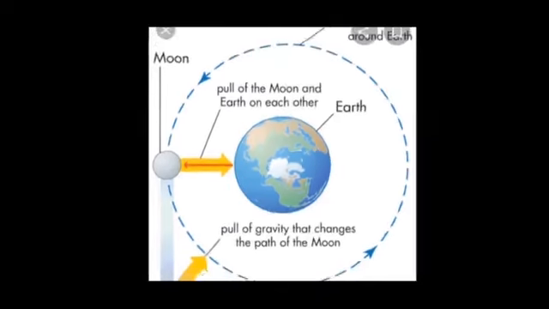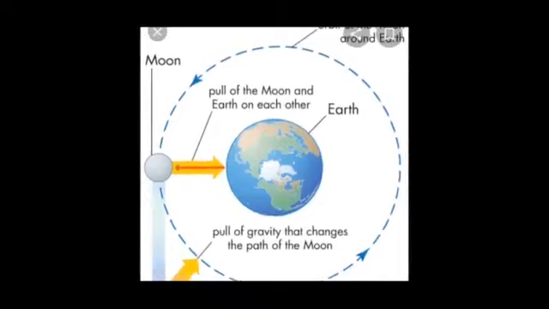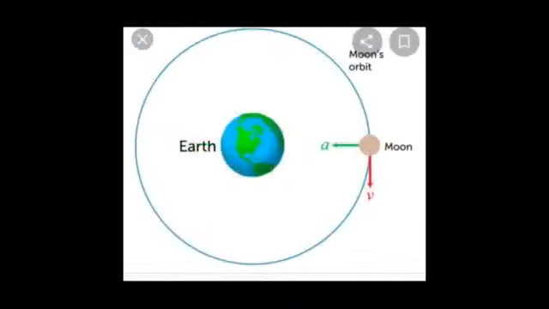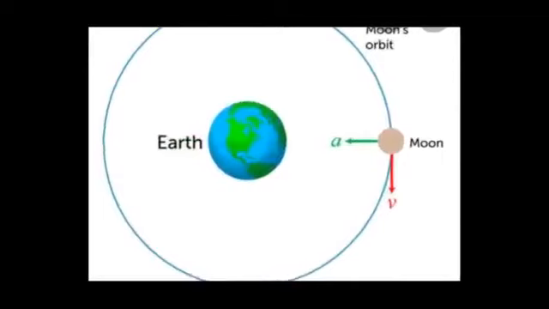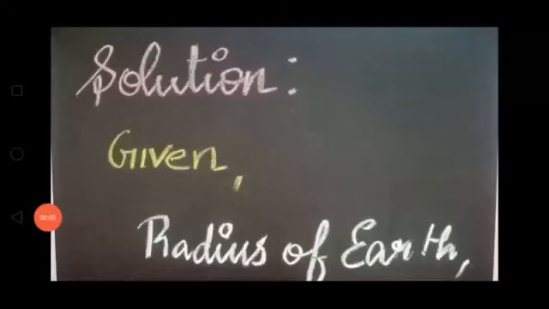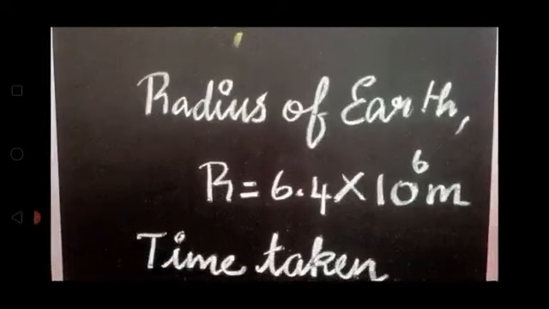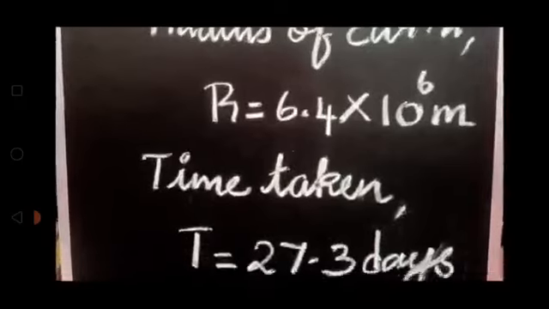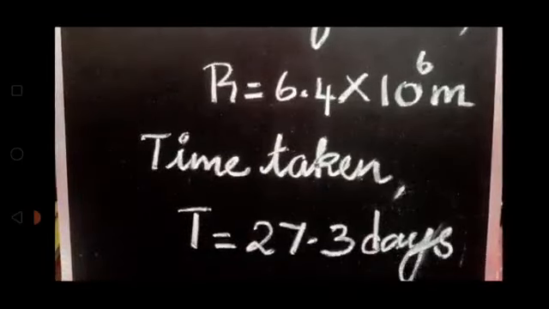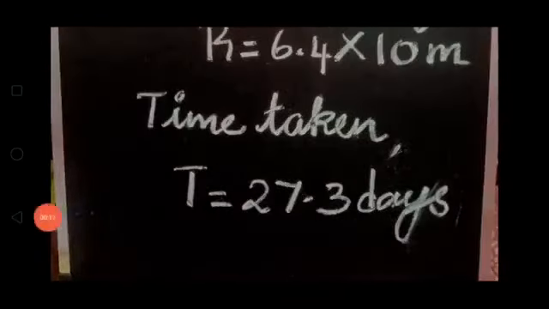Now I'll show you the exact diagrammatic representation of this problem, that is this one. See, A, the centripetal acceleration, is towards the earth, and V is the velocity of the moon. So what is given in the question? The radius of the earth is given as R equal to 6.4 times 10 to the power of 6 meter, and the time taken is given as 27.3 days.